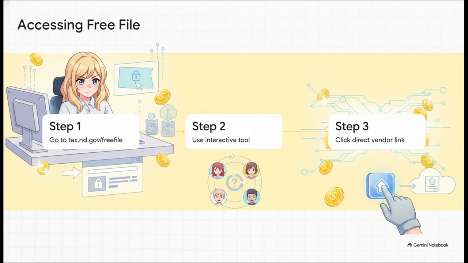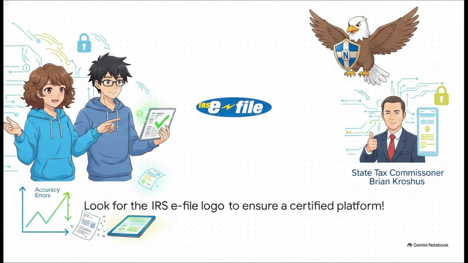That is what locks in your free federal and state filing deal. And this brilliantly illustrates what to look for next. Once you click through, always look for that trusted IRS e-file logo just to ensure you're on a certified platform. State Tax Commissioner Brian Crushes actually prioritizes electronic filing because it is by far the most secure and accurate way to submit returns. It dramatically reduces processing errors compared to doing it all on paper.